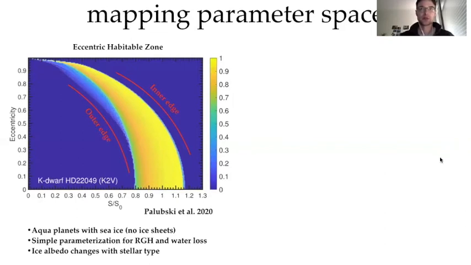But the colors represent the fractional habitability. So basically how much of the planet, assuming it's not in a runaway greenhouse, is not ice covered over an orbit. So this illustrates the dependence of habitability on eccentricity.